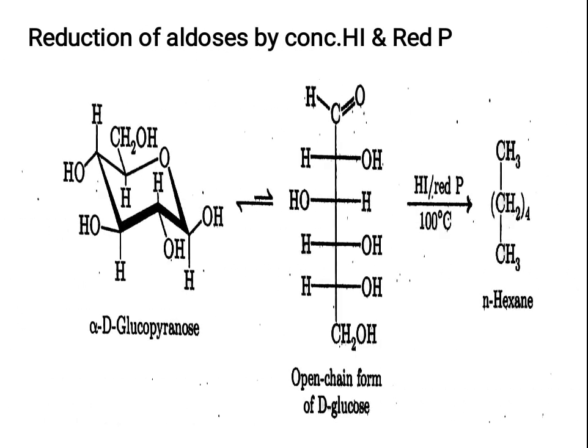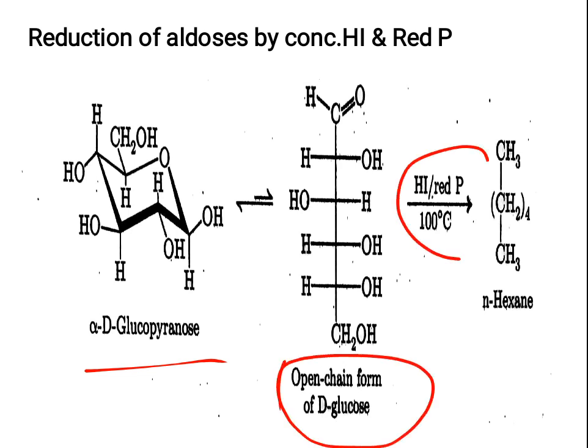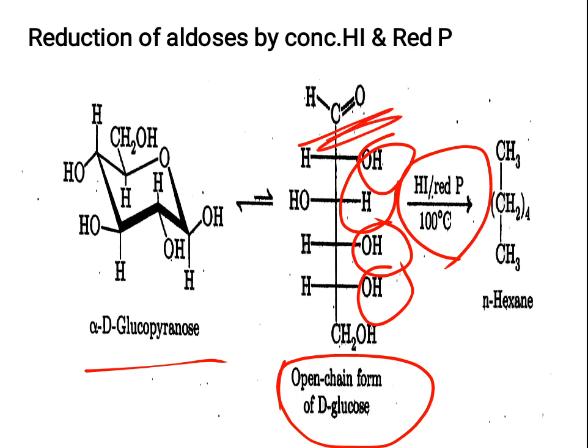Reduction of aldoses by concentrated HI, that means hydroiodic acid, and red phosphorus. If you take alpha-D-glucopyranose, which is the open chain form of D-glucose, and give HI and red phosphorus, all these OH groups will be converted into hydrogen. So you will get n-hexane. This CHO will also be converted into CH3, and this CH2OH will also be converted into CH3.